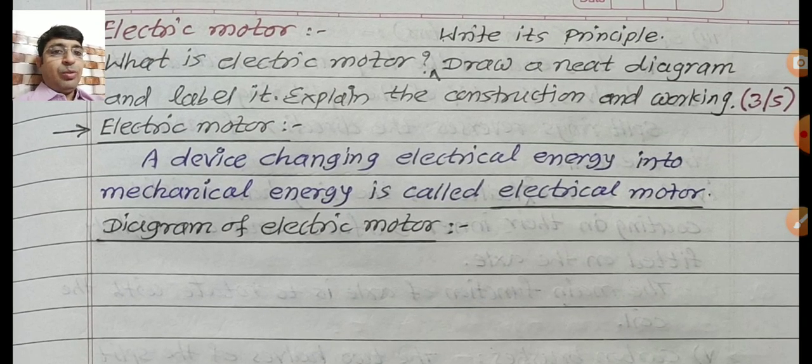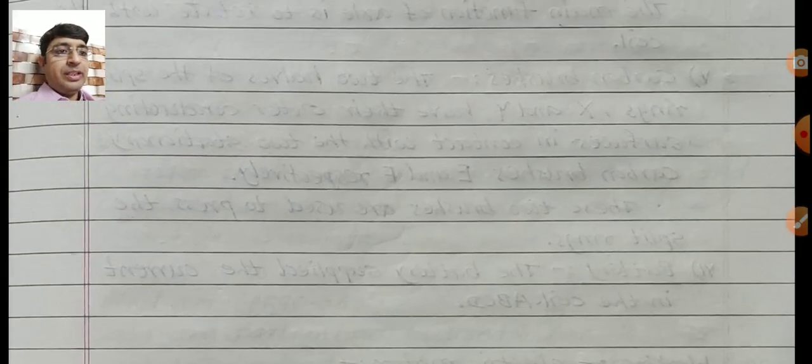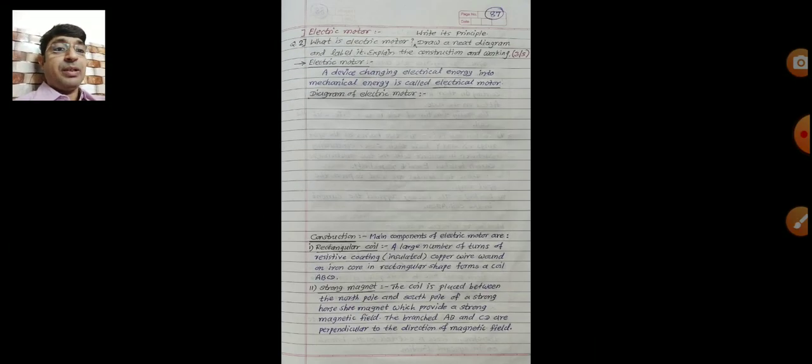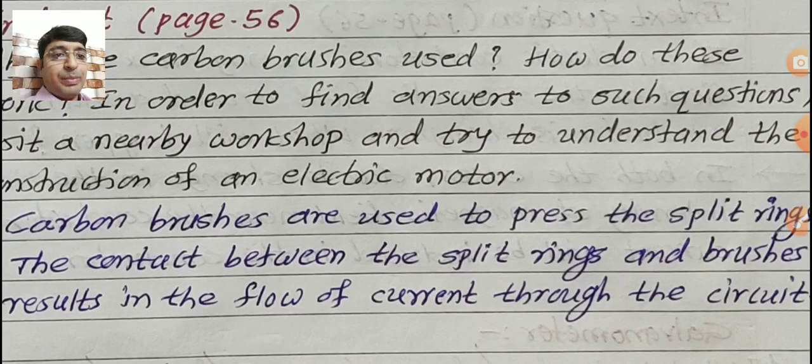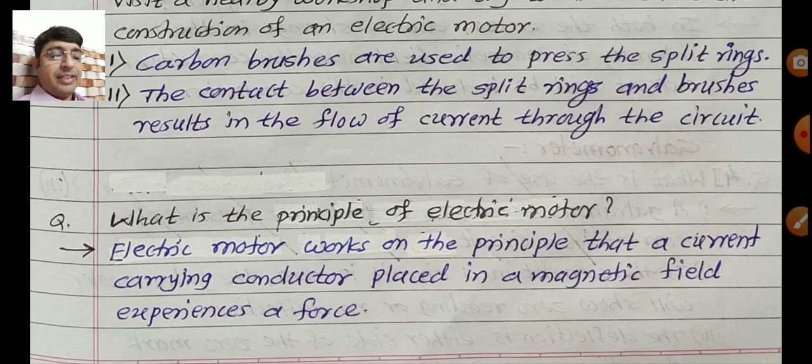So what is an electric motor? A device changing electrical energy into mechanical energy is called an electric motor. So you get 1 mark. Draw the diagram from the textbook with labels, then continue. Next point is, sorry, what is its principle. First of all I will show the answer of the principle, so that you continue in sequence with all these answers. This answer is remaining from me, so you write the answer in the proper way.